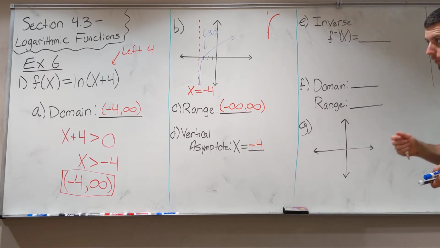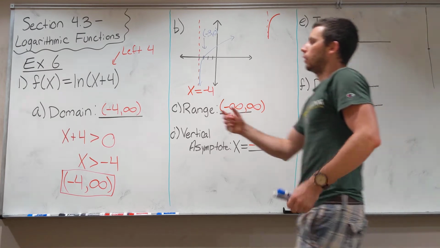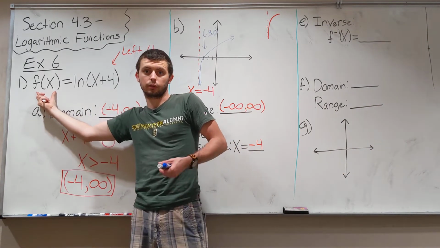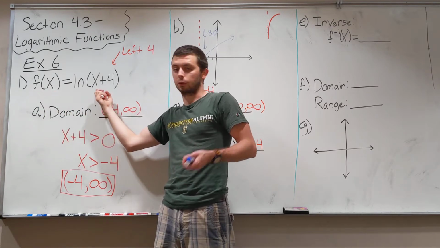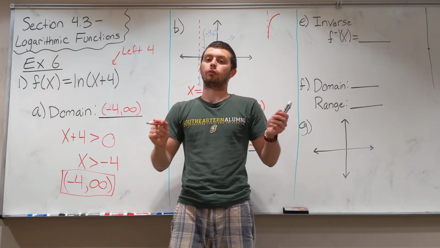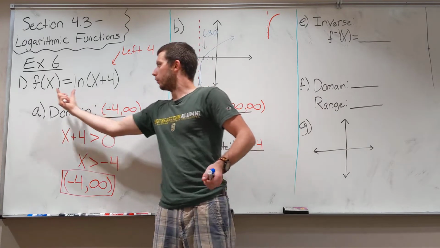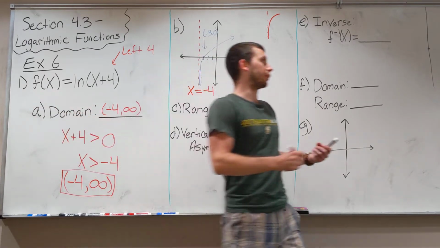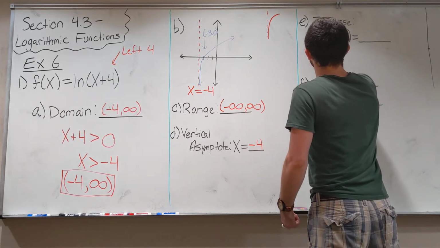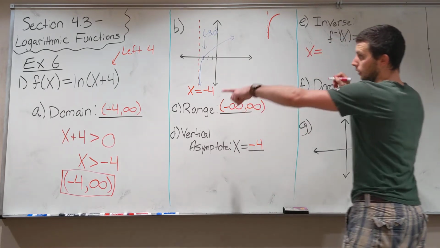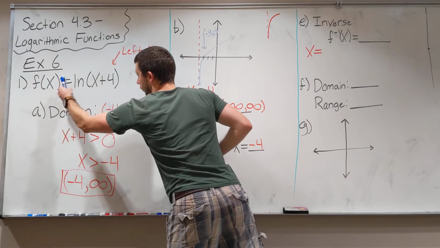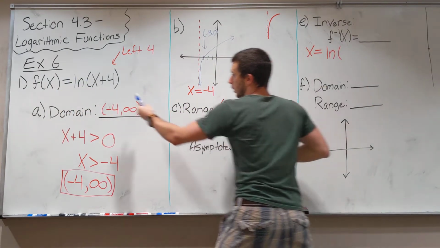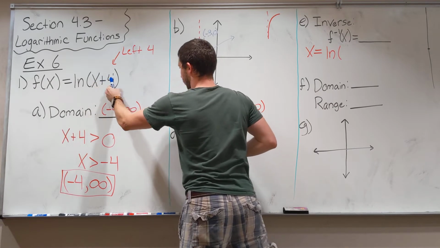So when I say switch x and y, here's the original function over here. f(x) is considered y, and of course x is x. I'm going to swap those. So now f(x), which is y, we're going to switch that to x. And then set x equal to natural log of now y plus 4.